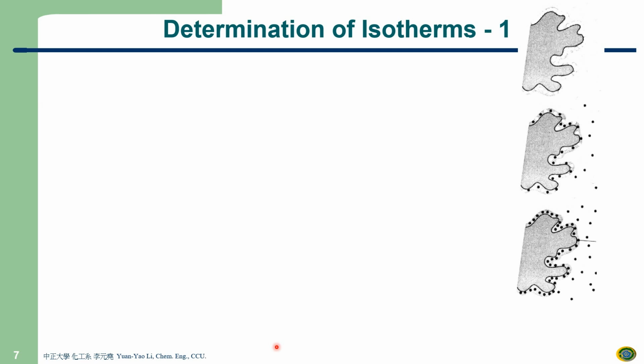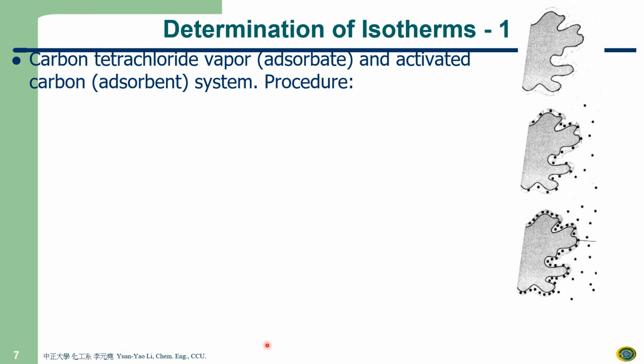Right, so how do you determine the isotherm? First, for example, you have carbon tetrachloride, which is CCl4 vapor, and an activated carbon system. CCl4 shouldn't stay in the gas phase. You don't want to have CCl4, carbon tetrachloride. It's not good for your health. So you want to have activated carbon to adsorb carbon tetrachloride.